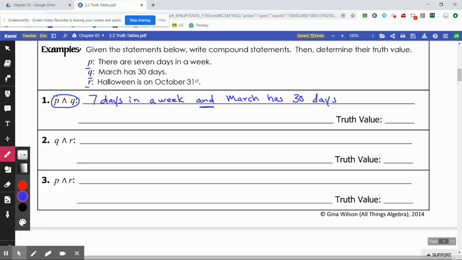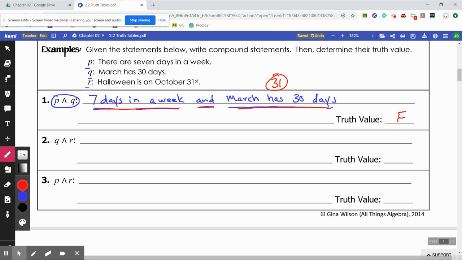In order for this to be a true statement, since it's an and statement, both of these must be true. And we know for a fact there are 7 days in a week. And does March have 30 days? When they say 30 days, we mean exactly 30 days, and that would actually be false because March has 31 days in it. So in order for this to be true, both have to be true. Since they're not both true, this would be a false statement.